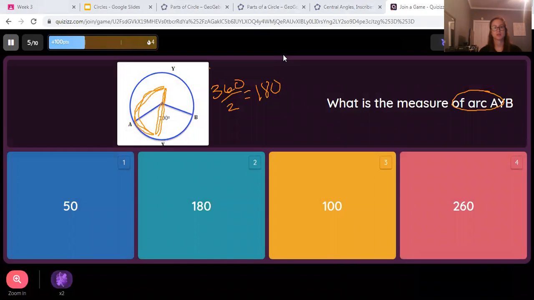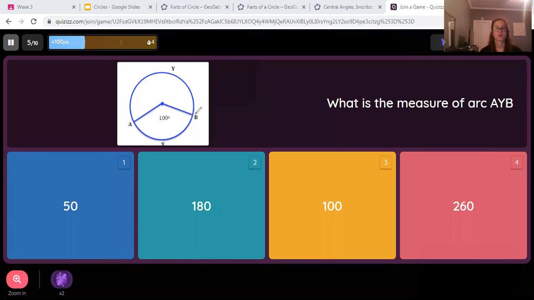All right, so this is one that we've already done in the video and that we've talked about. We've had our teachable moment about it. Remember, it's asking for AYB, which is the arc that the 100 degrees is not on. So you would take 360 minus the 100 to get your answer of 260.